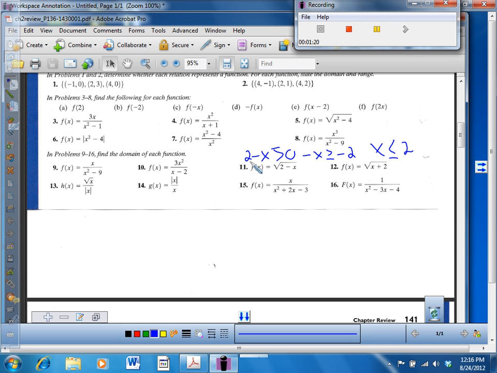So there can be a 0 underneath the square root. Yeah, you can have a 0 underneath the radical sign. Okay, questions on that one?